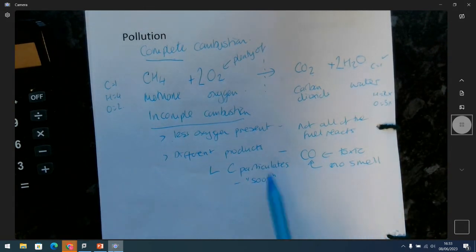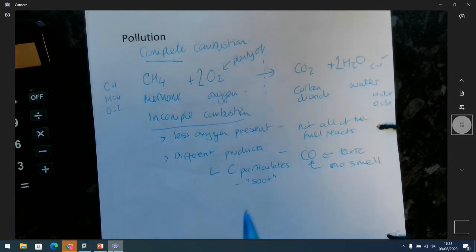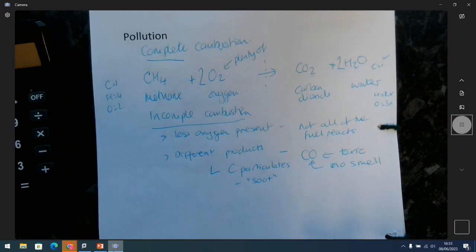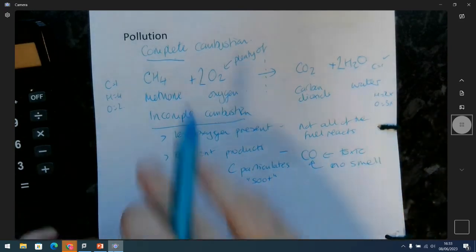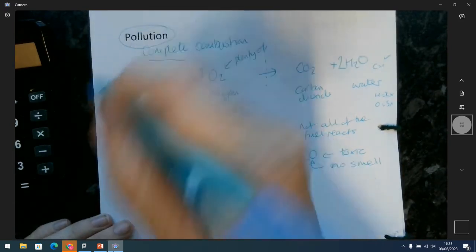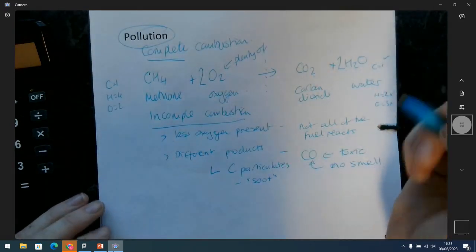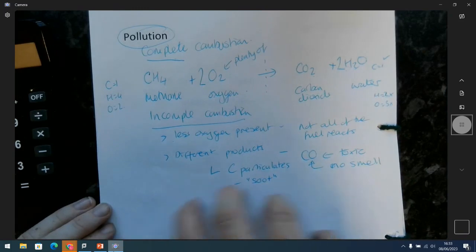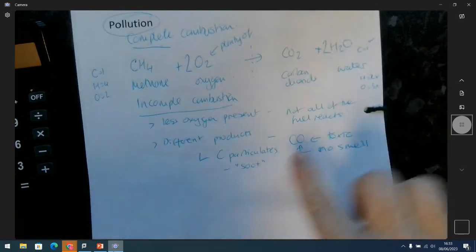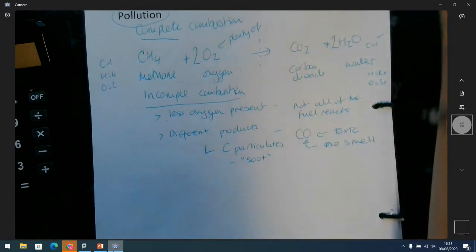And that comes from the fact that not all of the fuel is in fact reacting. And that can lead to problems, which is where this idea of air pollution comes in. So we're going to talk a little bit about the different pollutants and the impact they can then have. So we'll talk about the three we've already mentioned so far.